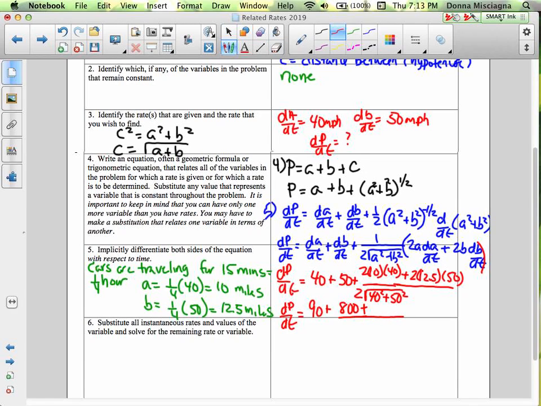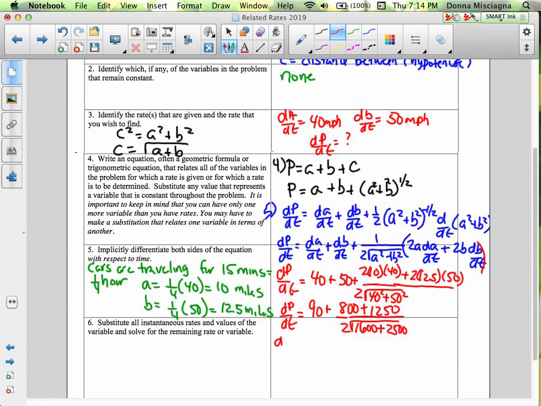So that's 2 times 12.5. Excuse me, I can't read my handwriting. 2 times 12.5 is 25. 25 times 50, right, so 25 times 5 would be 125, plus a 0 on there, and that would be 1250. All over 2 times the square root of 1600 plus 2,500. Not a perfect square. We'll get a decimal equivalent.